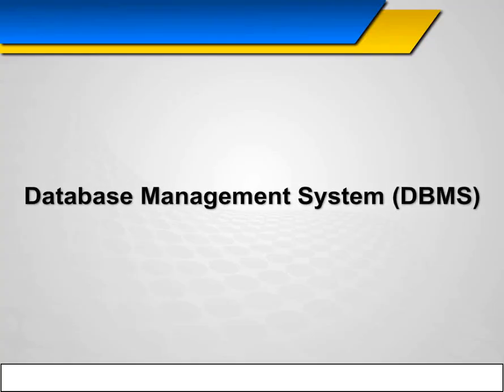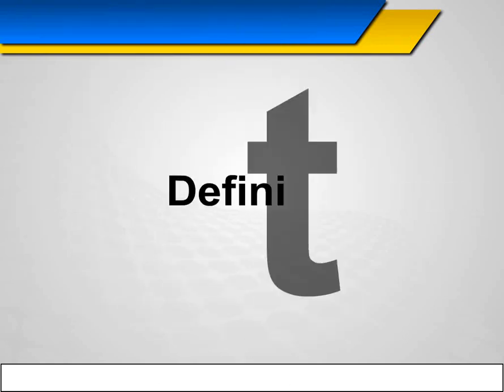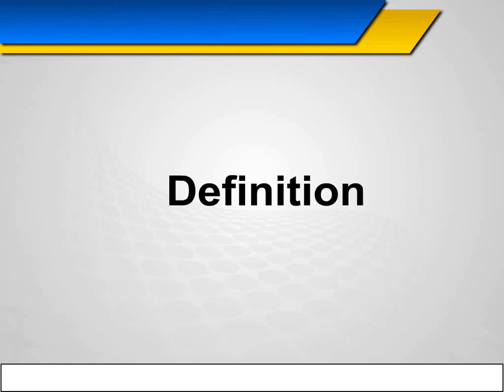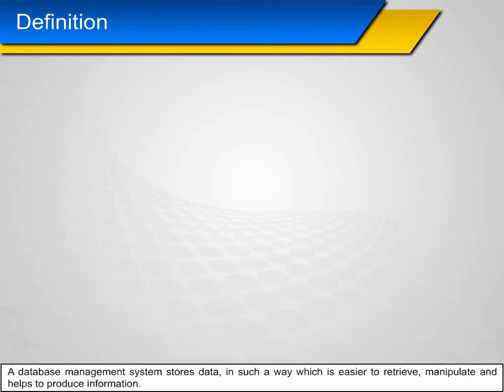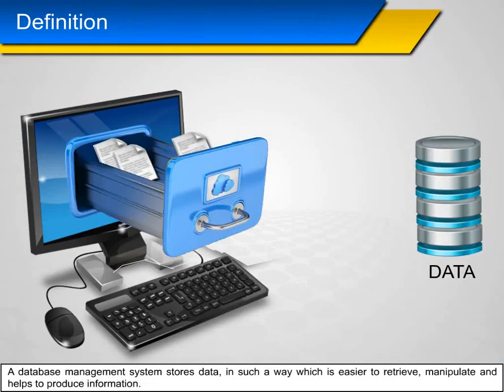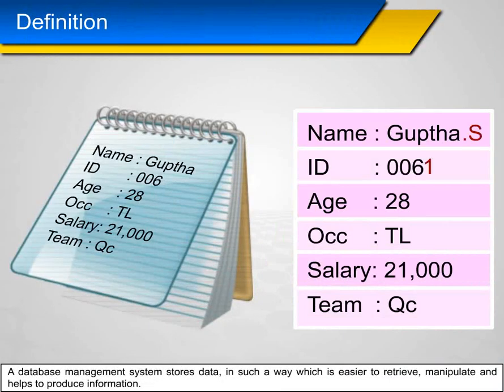Database Management System (DBMS). Definition: a database management system stores data in such a way that it is easier to retrieve, manipulate, and helps to produce information.